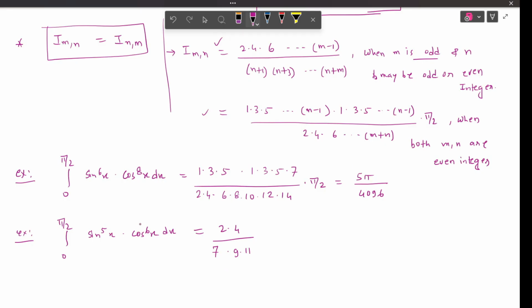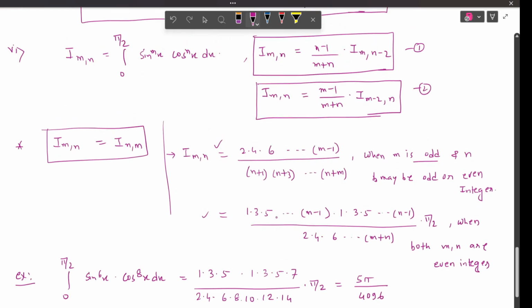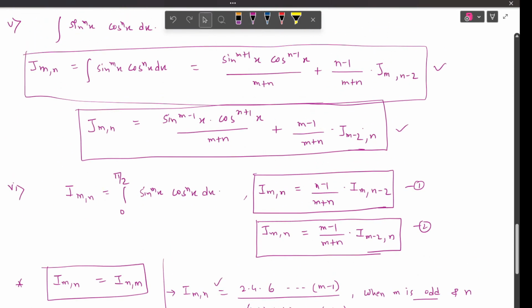Now n is 6, 6 plus 1 is 7. 6 plus 3 is 9. Then 6 plus 5 is 11. If you calculate, you will get 8 by 693. Now remember, in the formula we have sin to the power mx, cos to the power nx.